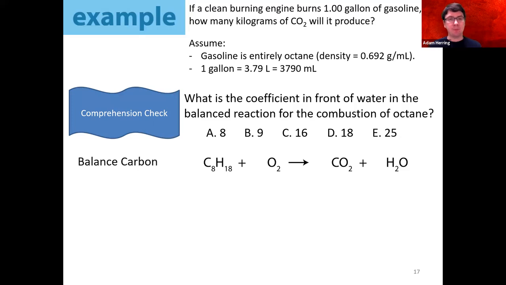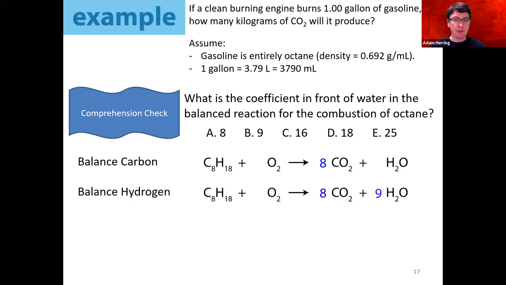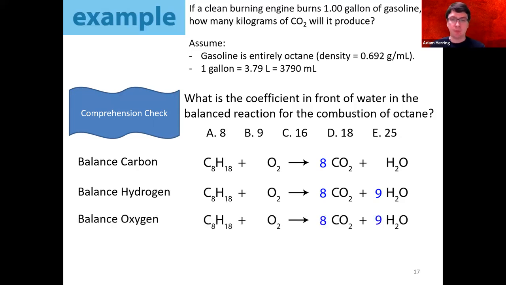Let's start with carbon. To balance for carbon, we need 8 carbons on the right side because we have 8 on the left. To balance for hydrogen, we need 9 water, not a coefficient of 9 hydrogen, because there are 18 hydrogens in octane, and so we need 18 total out of the water. And then to balance for oxygen.